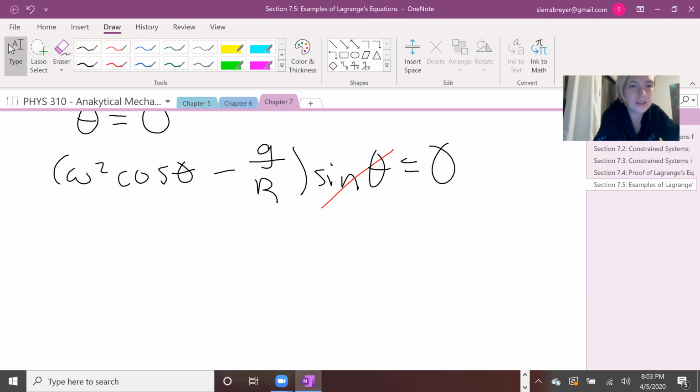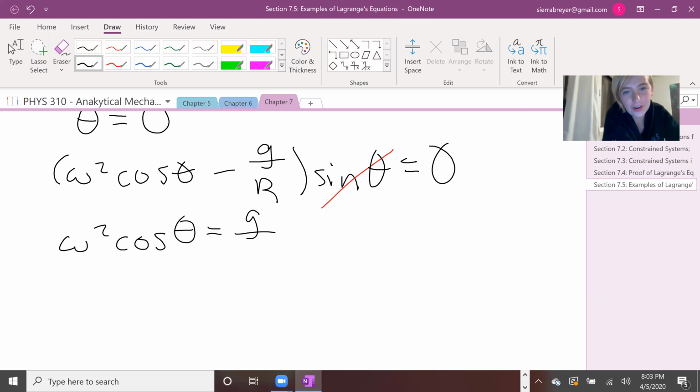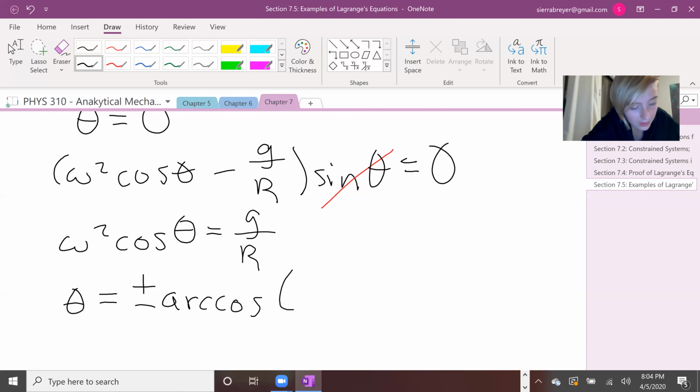So now I'm just going to go with this. Omega squared cosine theta equals g over r. And then I'm just going to divide by that omega squared and do an arc cosine. That way we get theta equal to plus or minus arc cosine of g, so gravity, over omega squared times r.